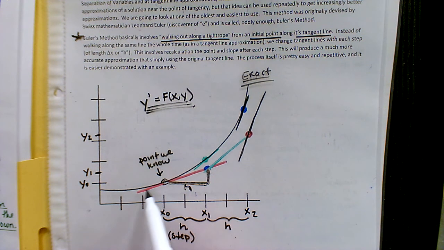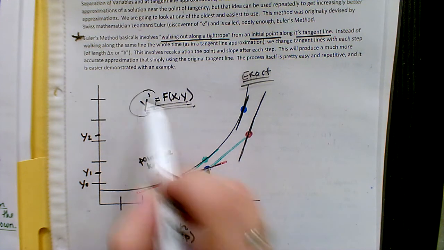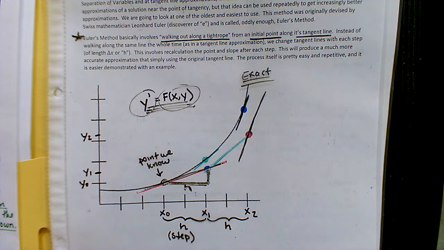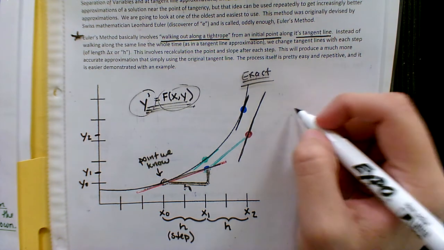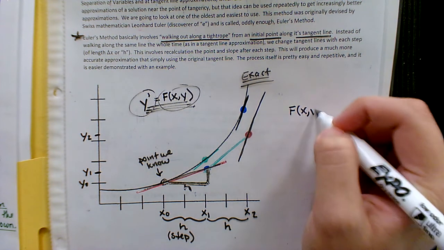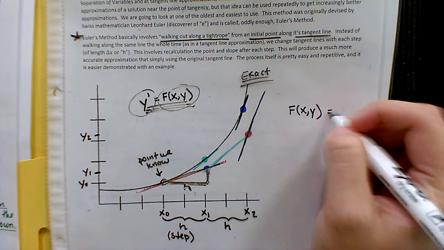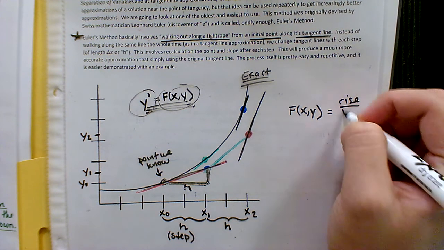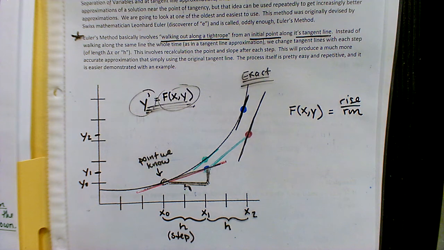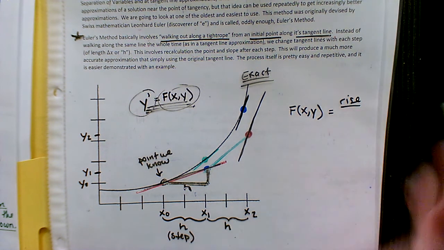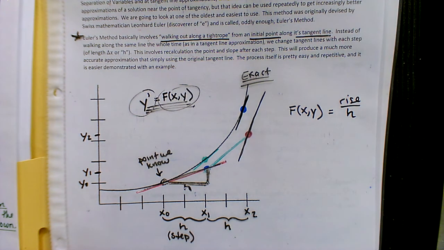Okay, and we already know that the slope comes from that tangent line, aka derivative. Okay, and if you look it up here, we have the slope is whatever differential equation that they gave us. So what we could write is that the slope, that differential equation, is equal to the rise over the run. We already know the run, though, is h. That's step. So how can we figure out what the rise is? Can you solve for rise in that equation?